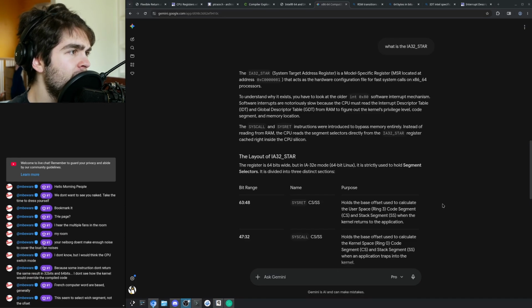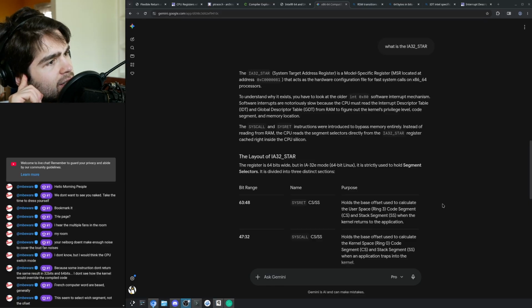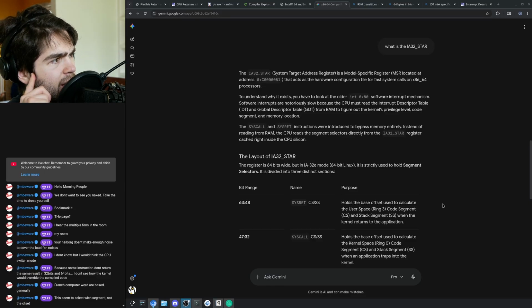Okay, the IA32 STAR (system target address register) is a model-specific register, MSR, located at this address, that acts as a hardware configuration file for fast system calls on x86-64 processors. To understand why it exists, you have to look at the older int 0x80 software interrupt mechanism. Software interrupts are notoriously slow because the CPU must read the interrupt descriptor table, IDT, and the global descriptor table, GDT, from RAM to figure out the kernel's privilege level, code segment, and memory location.